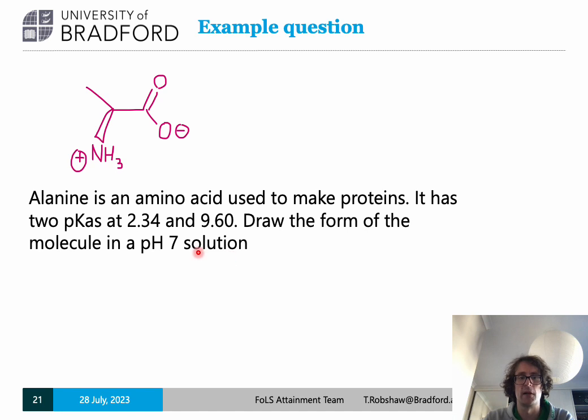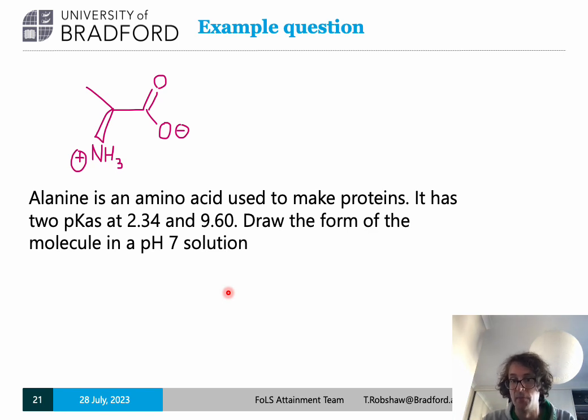The solution, we're told, is pH 7, which is far above the acid pKa. So this group is going to be mainly deprotonated, and it's going to be ionized. However, 7 is quite far below 9.6. So the amine group is going to be protonated and also ionized. So the dominant form of the molecule will be what I've drawn here, simultaneously positively and negatively charged.